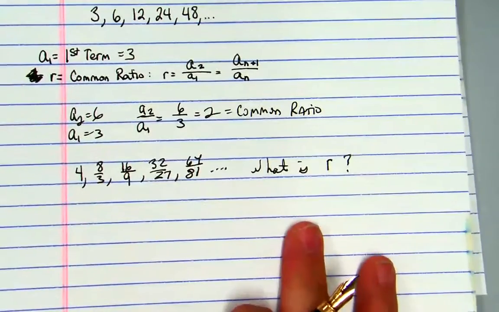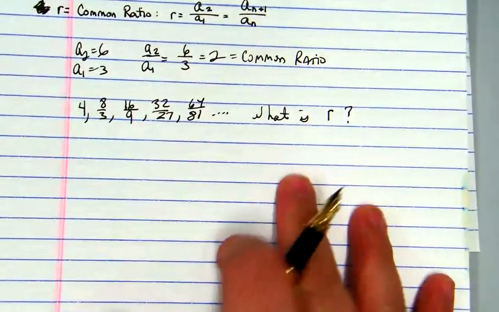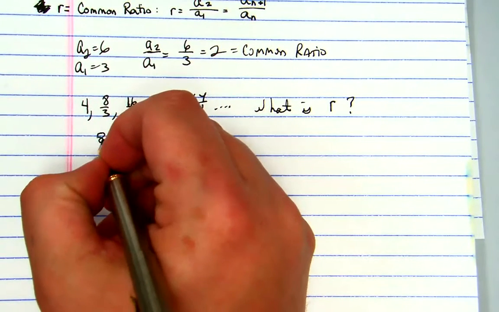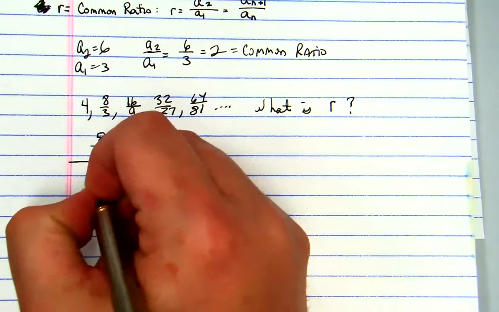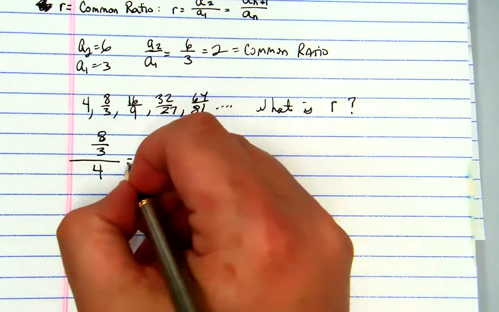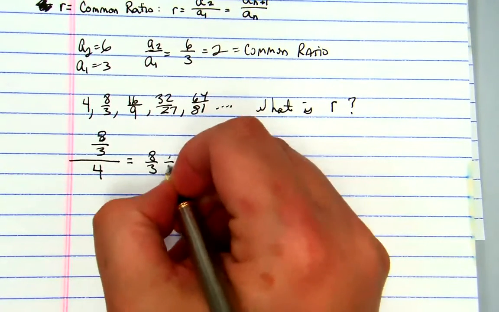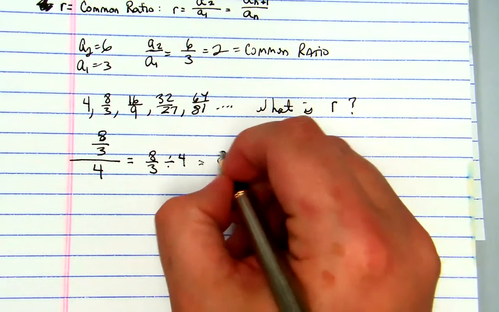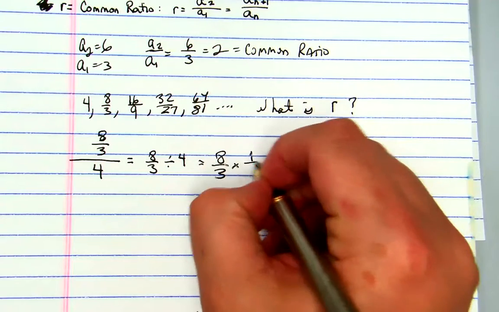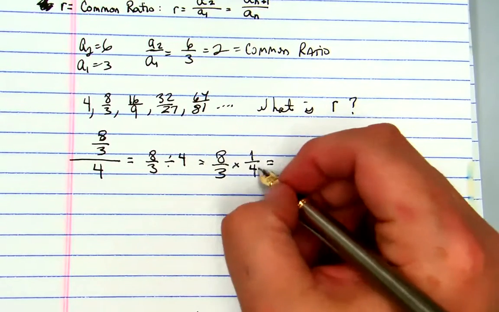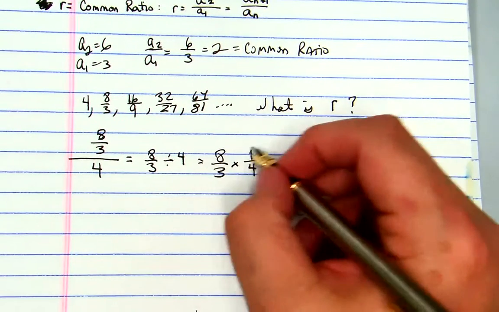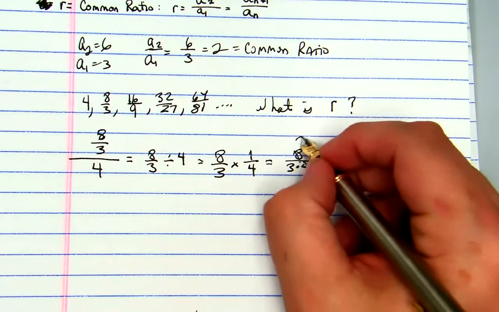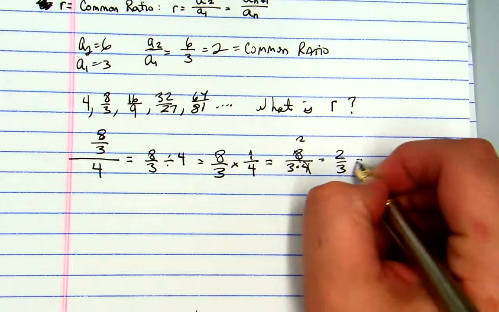Now, there's a couple different ways that you can do this. You can take a2 divided by a1, 8 over 3 divided by 4. Use a complex fraction, which means 8 over 3 divided by 4, which is really 8 over 3 times 1 over 4. 4 divides into 8 2 times. You're going to get 2 over 3. That's your common ratio.